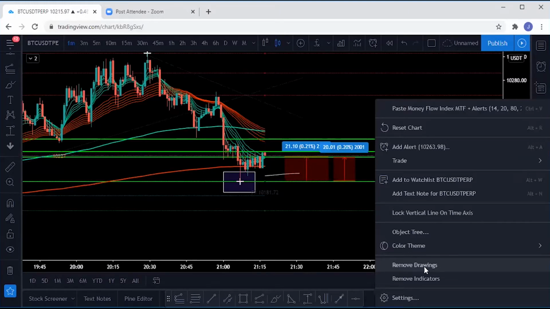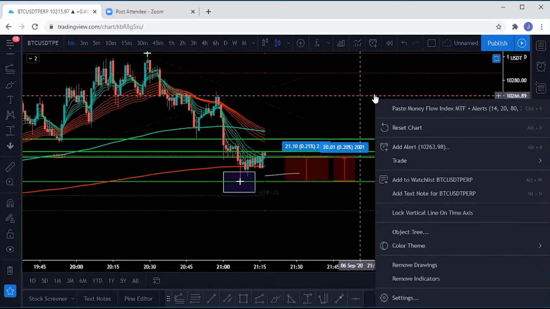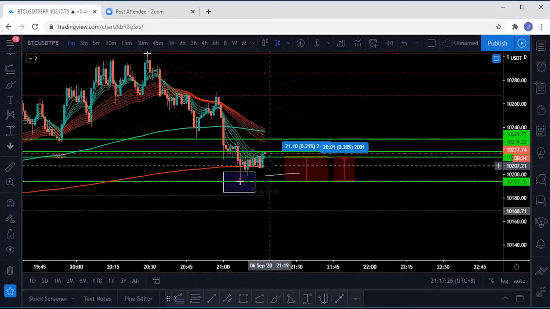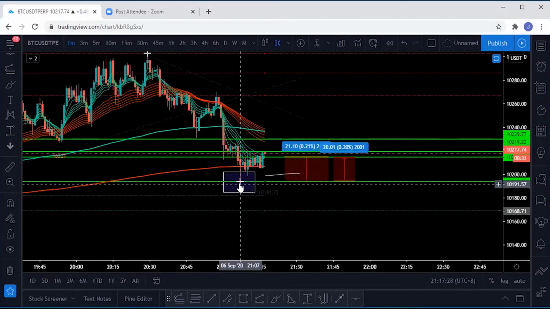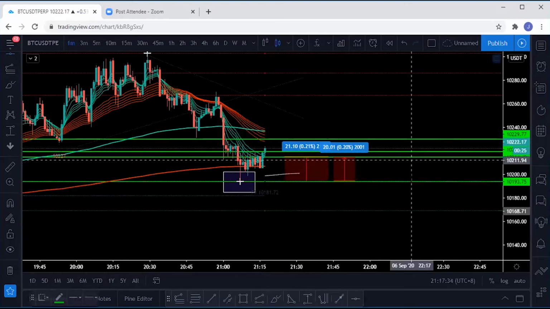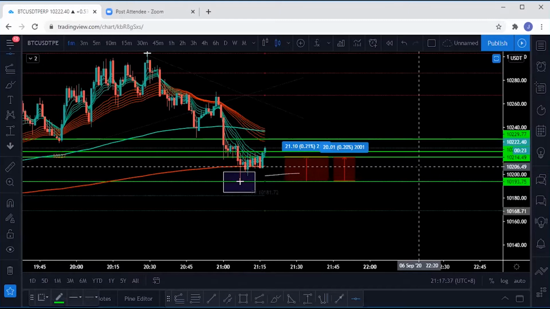resistance area. Okay, this is our first resistance, our EMA 200. From here, your first TP is here in our EMA 200 at 10206. So this is your first TP.